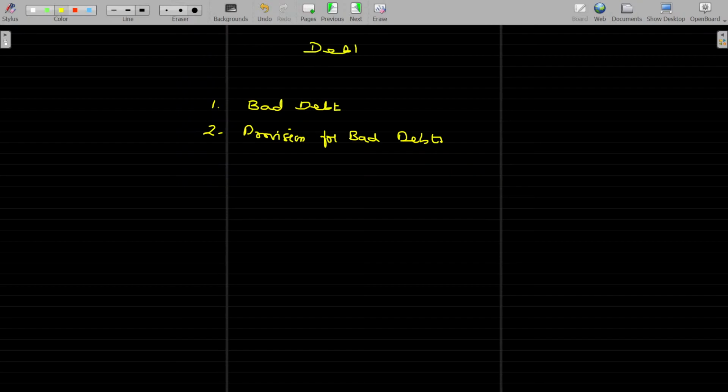So while preparing the final accounts, a set of adjustments that you have to understand here is debtors related and creditors related. In case of debtors related, we have bad debt and second is provision for bad debt. Sometimes it may be named as provision for doubtful debts. You should not have any confusions over there.